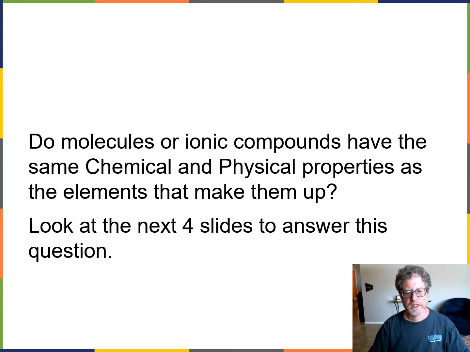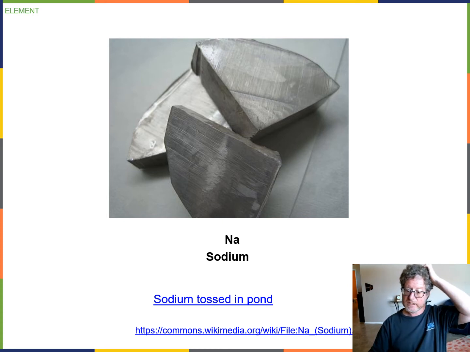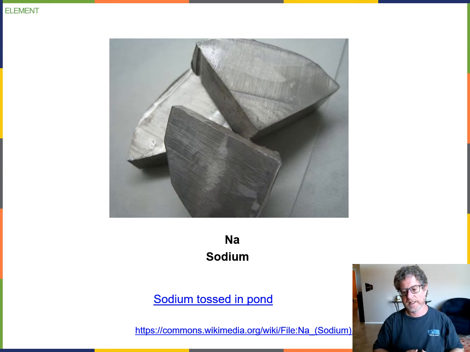So if you want to know, do molecules or ionic compounds have the same chemical and physical properties as the elements that make them up? Let's look at the next 4 slides and see if we can answer the question. Here is sodium. Sodium is a metallic substance. It's a soft metal that a chemist can get a hold of, but you or I can't. And see what happens when you toss a piece of sodium into a pond. So go ahead and click on that and see what happens.